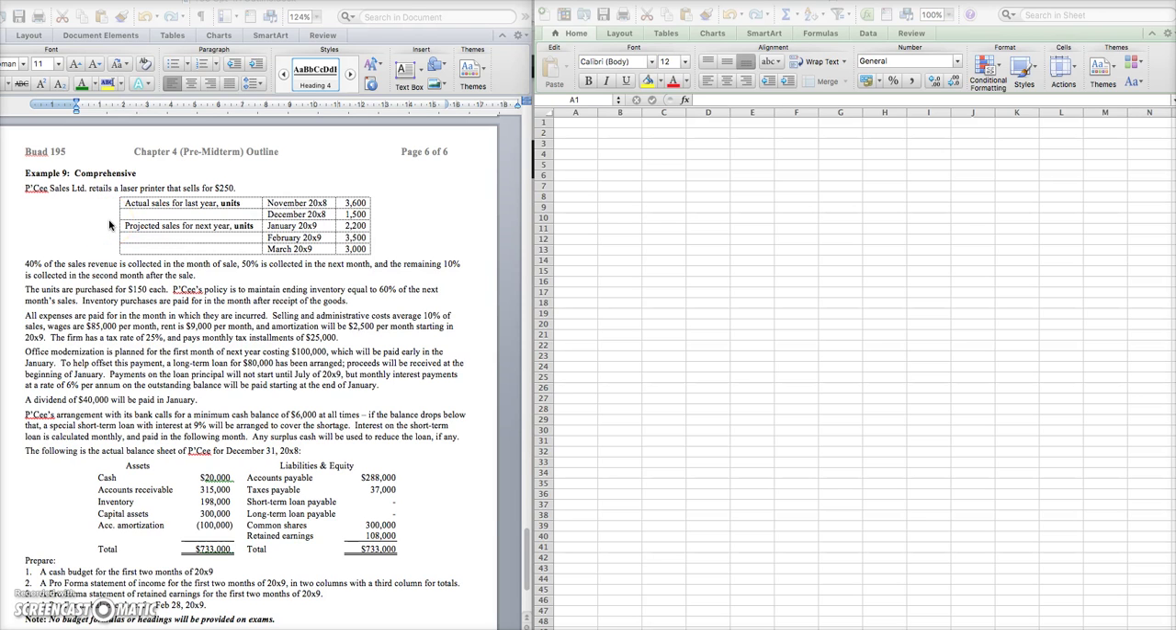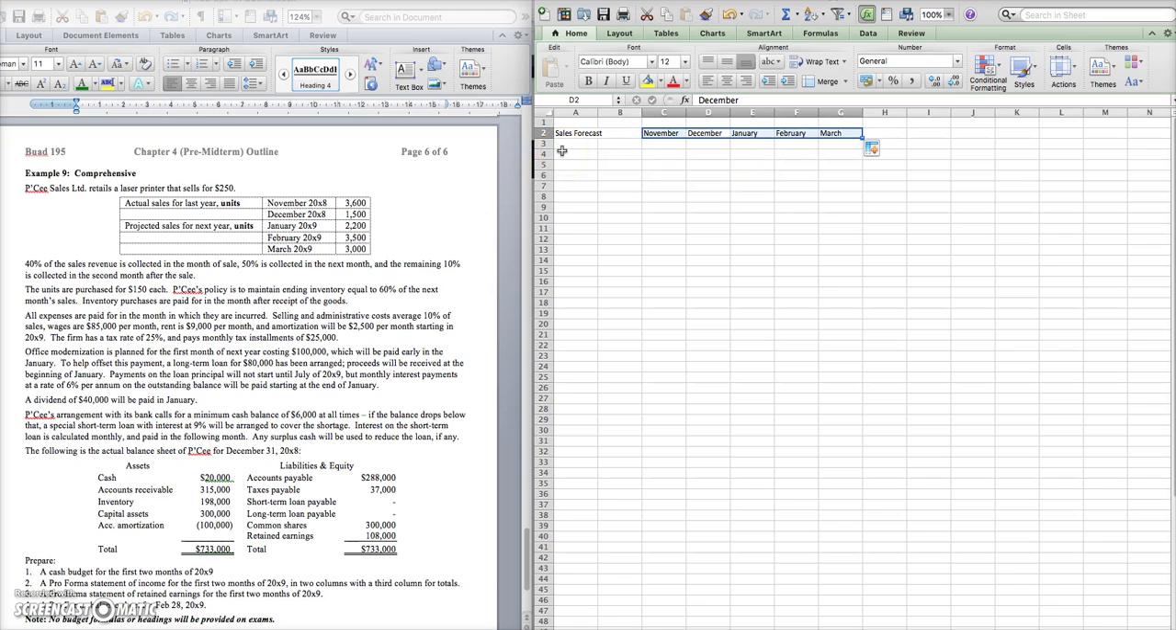PC Sales Limited retails a laser printer that sells for $250, and then they give you the rundown of the actual sales for last year's in units and the projected sales for this year in units. What they're really trying to give you is really a sales forecast. So on our Excel spreadsheet, let's just jot it down as to what we need to be doing here. We would want to be recording a sales forecast. They give us the months of November, so let's just do November, December, and so forth. So from that you can, there we are, hover over it and drag across to March.